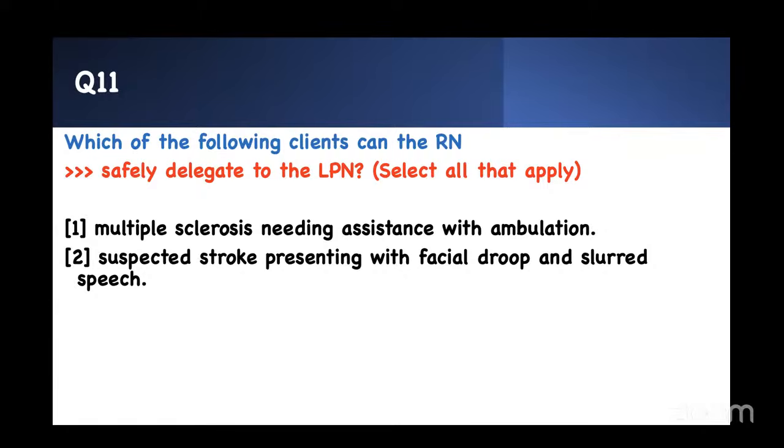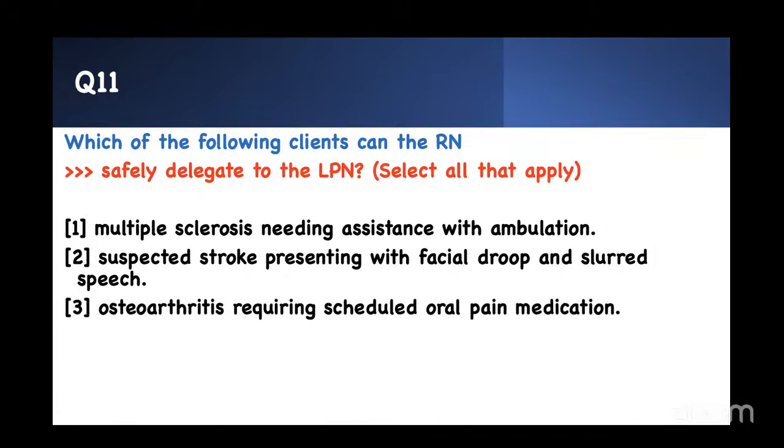Suspected stroke. The word is suspected, presenting with what? Facial droop and slurred speech. Do you think it's okay for the nurse to assign a patient with this situation to the LPN? Osteoarthritis requiring scheduled oral pain medication. Can an LPN take care of this patient?